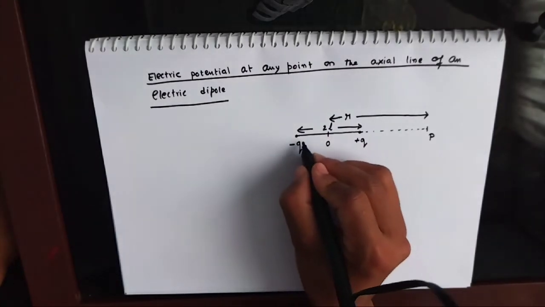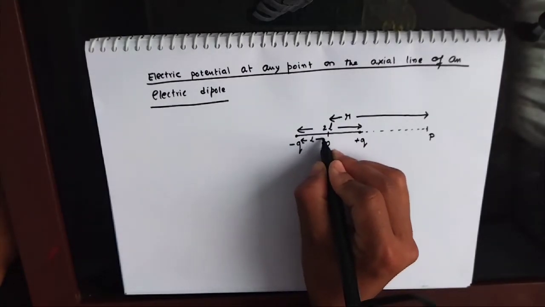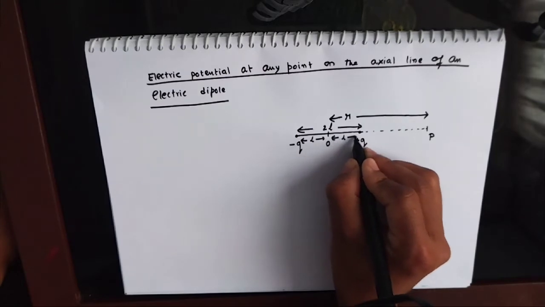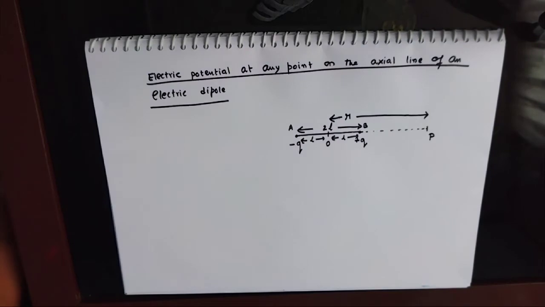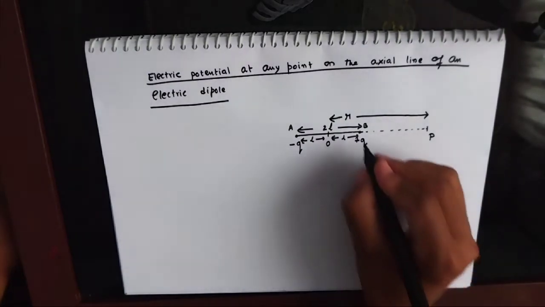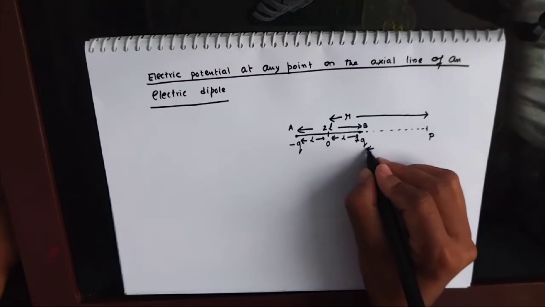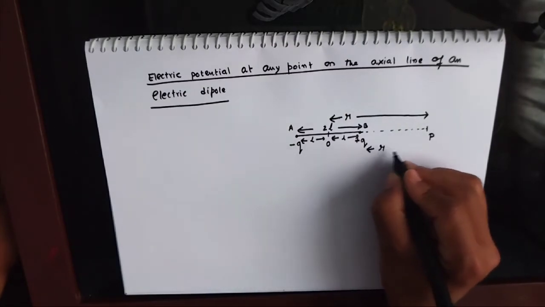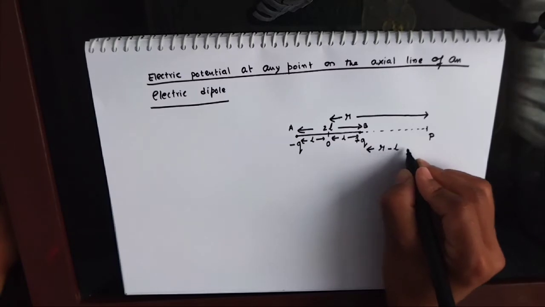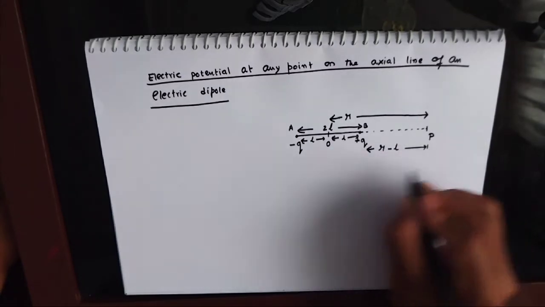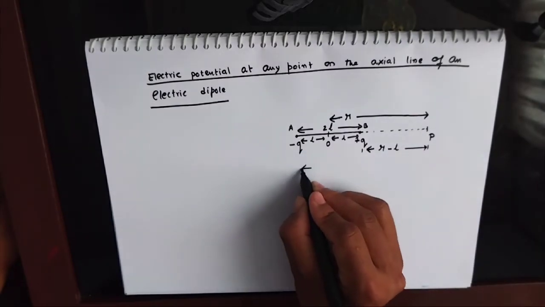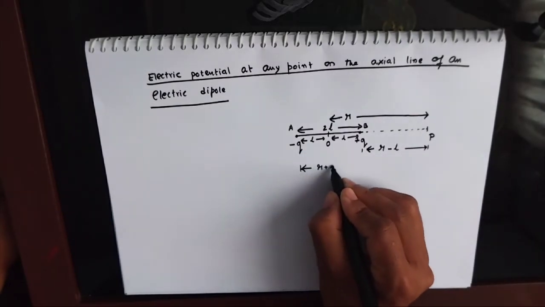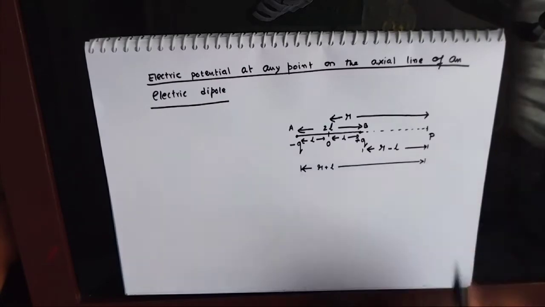So it is clear from here that this one is L, this one is also L. Say this is A and this is B. What is the distance between the two points B and P? The distance between B and P is nothing but R minus L. And the distance of point P from A is nothing but R plus L.